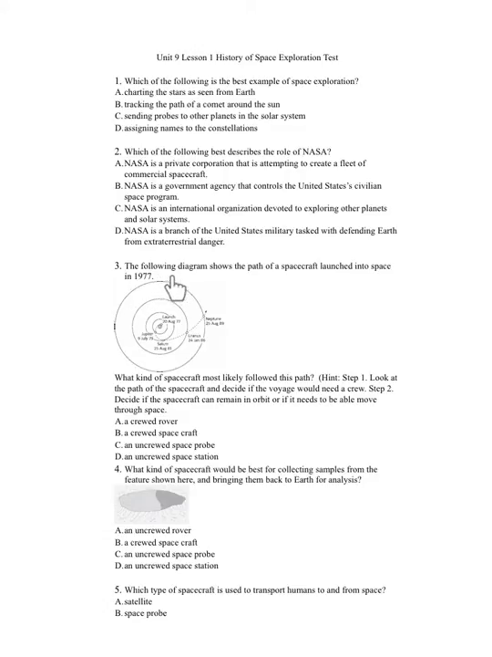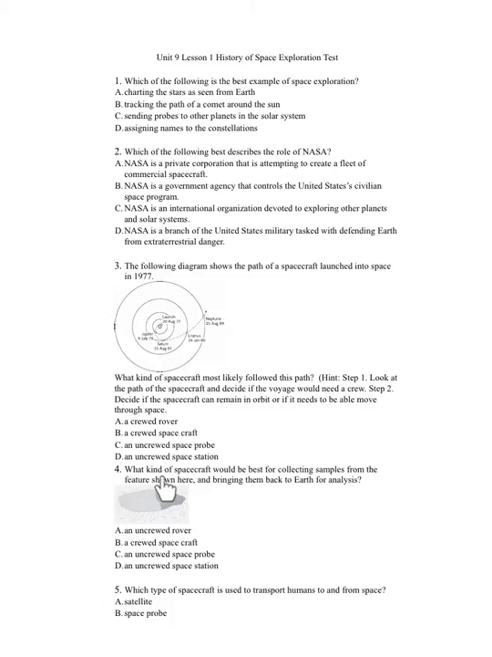Number 3. The following diagram shows the path of a spacecraft launched into space in 1977. What kind of spacecraft most likely followed this path? Hint, Step 1. Look at the path of the spacecraft and decide if the voyage would need a crew. Step 2. Decide if the spacecraft can remain in orbit or if it needs to be able to move through space. A. A crewed rover. B. A crewed spacecraft. C. An uncrewed space probe. D. An uncrewed space station.